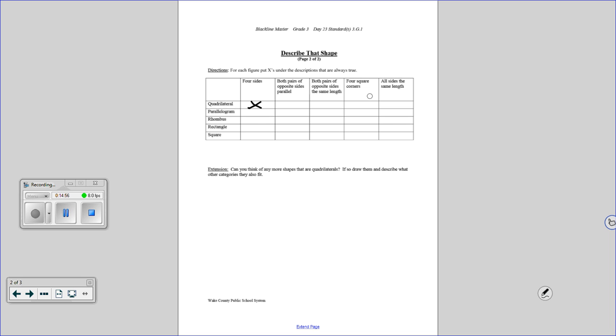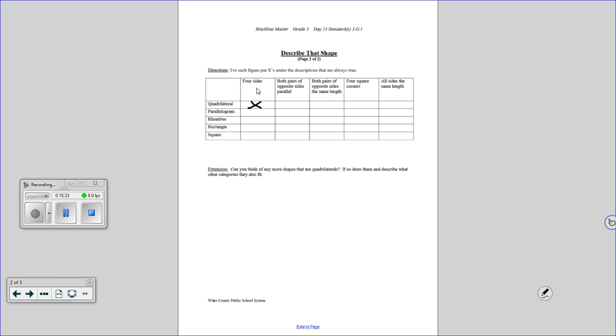Next one, four square corners. Does a quadrilateral have to have 4 square corners? No. Yes? No? What are the rules of a quadrilateral? Jackson, what are the rules? The rules are 4 sides and 4 corners per polygon. 4 sides, 4 corners, polygon. That's it. So does a quadrilateral have to have 4 square corners?